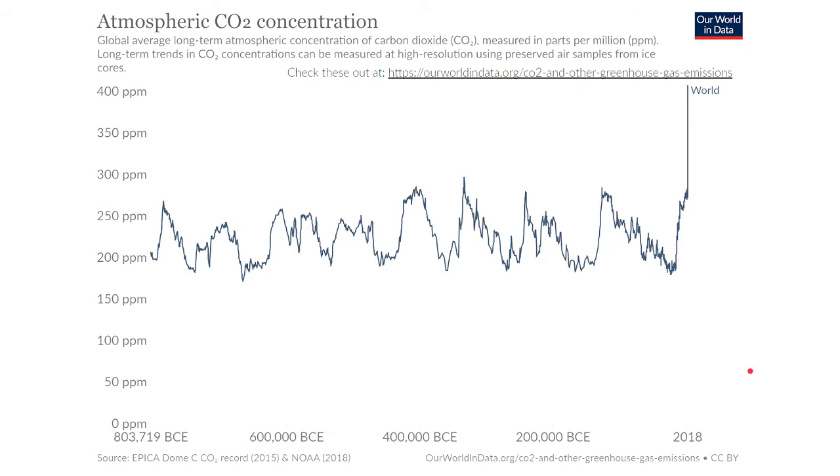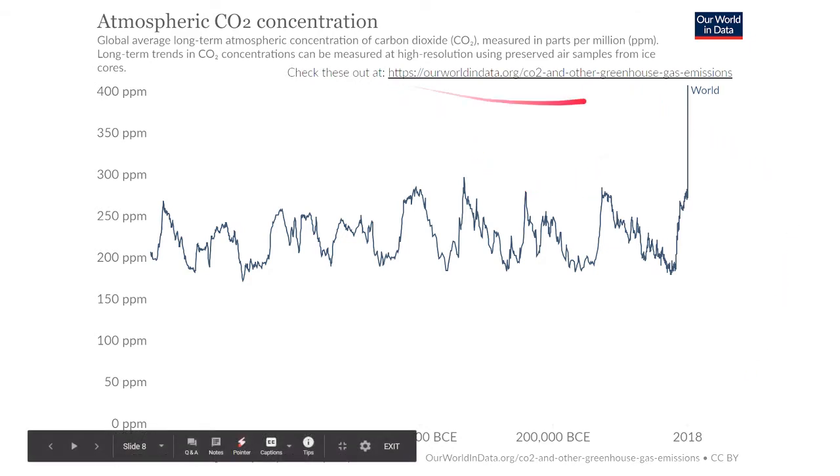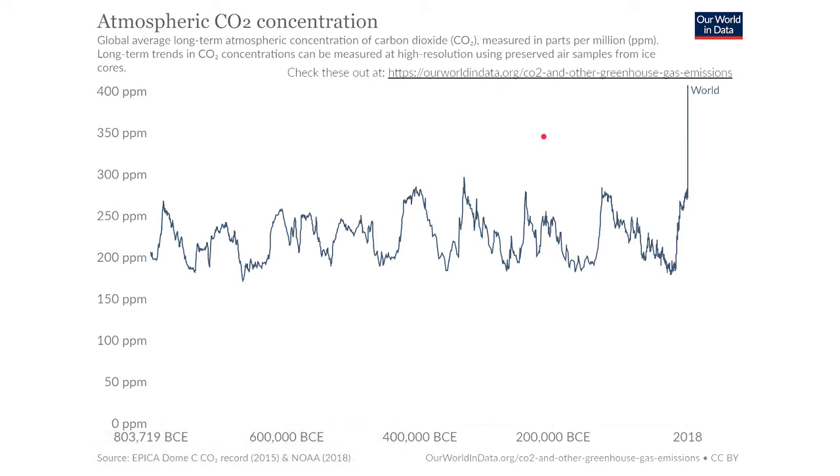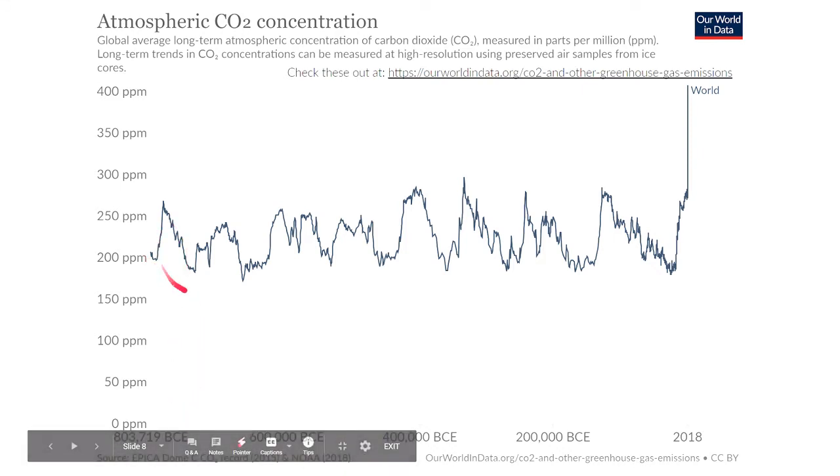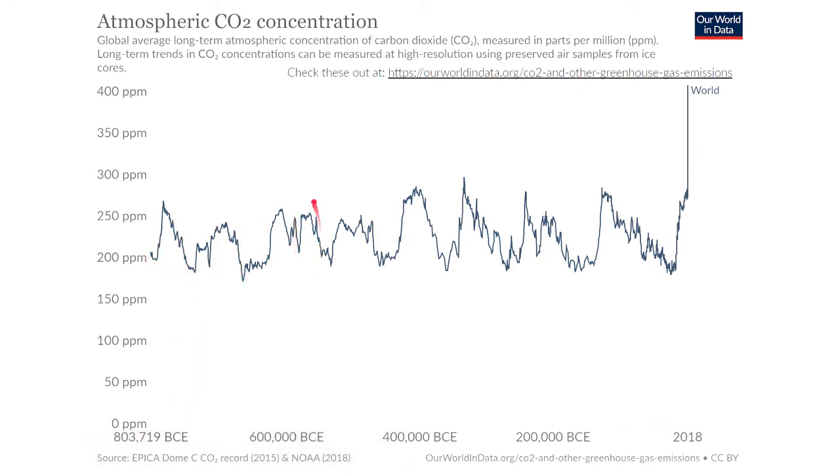So from Our World in Data, you can check this out. I'll provide the link in the description below. They present this graph that shows us the global average long-term atmospheric concentration of carbon dioxide measured in parts per million. As you can see, in the past 800,000 years we just have this rise and fall of atmospheric carbon dioxide concentration.